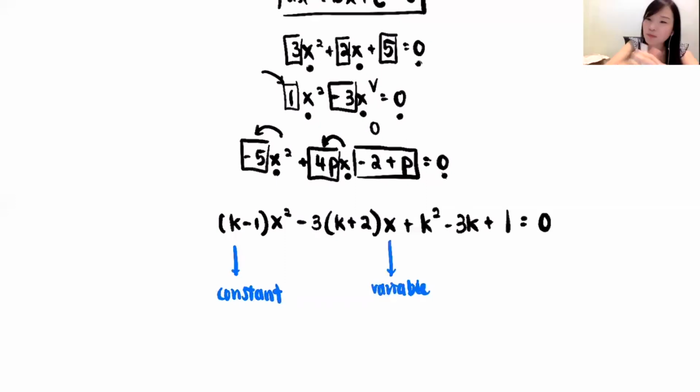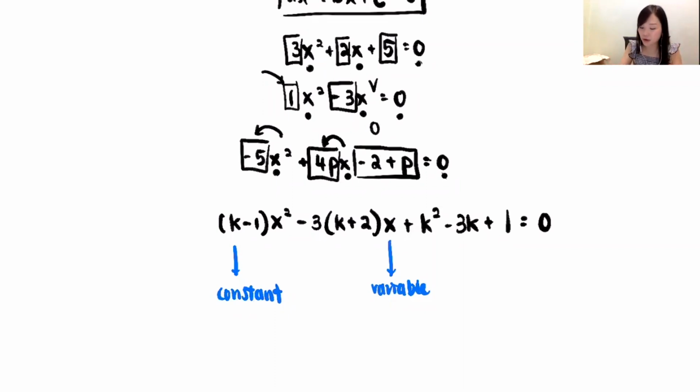That means your x can sub 2, your x can sub 5, your x can sub negative 4. Your x can change every time. But constant means they are always the same. So k will always be the same. So constant is not the one we will look at. The one we look at is always the variables. So normally x is the variable. So let's imagine this one.